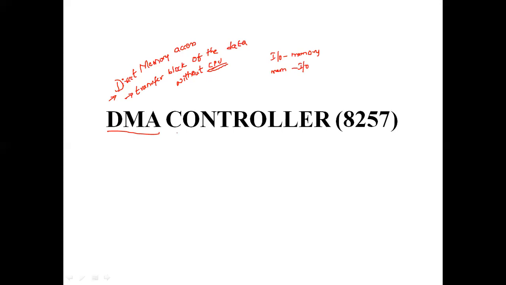What do you mean by DMA controller? The DMA controller is one unit that controls the activity of accessing memory. So that is the DMA controller. That is the difference between the DMA and the DMA controller.